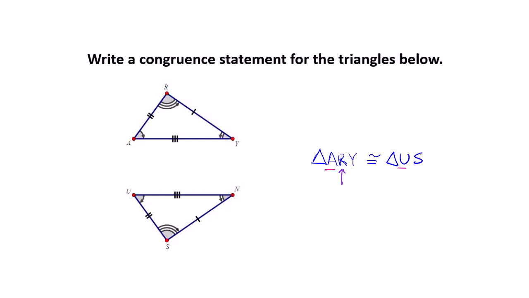Okay. And then, of course, by process of elimination, Y must correspond with N. That's the only one we haven't used. But just to confirm, we can see that they both have two arcs. Now, just to verify here, we can also see that the sides correspond. AR, right here, two tick marks, goes with US. So those correspond. We can also see that SN corresponds with RY. SN is this, RY is this. They both have one tick mark. Okay, so those correspond with one another.